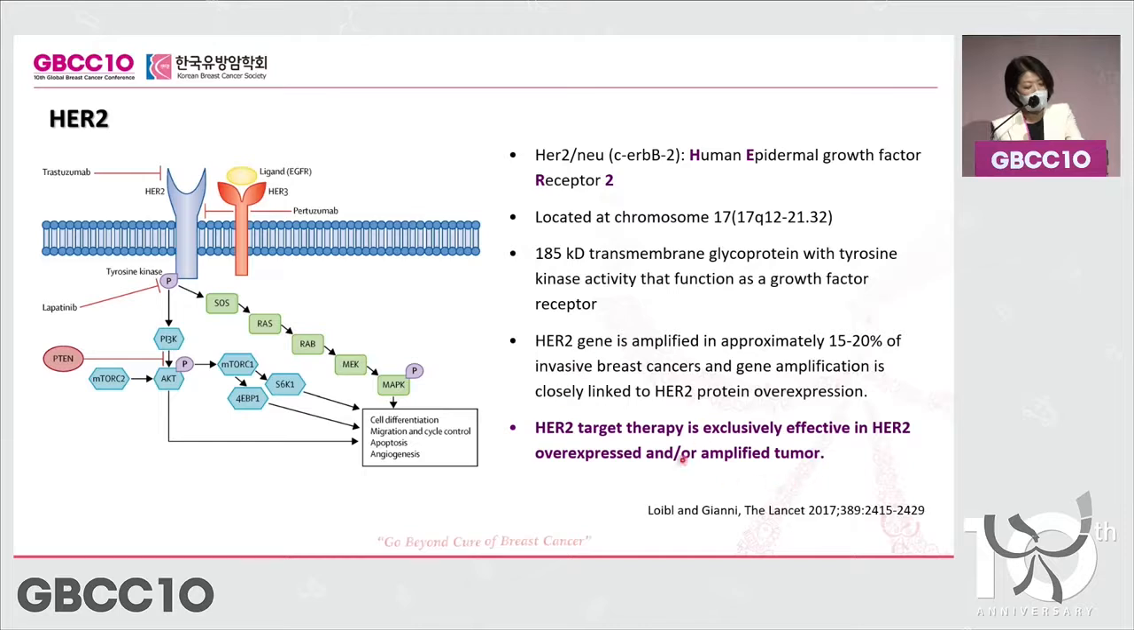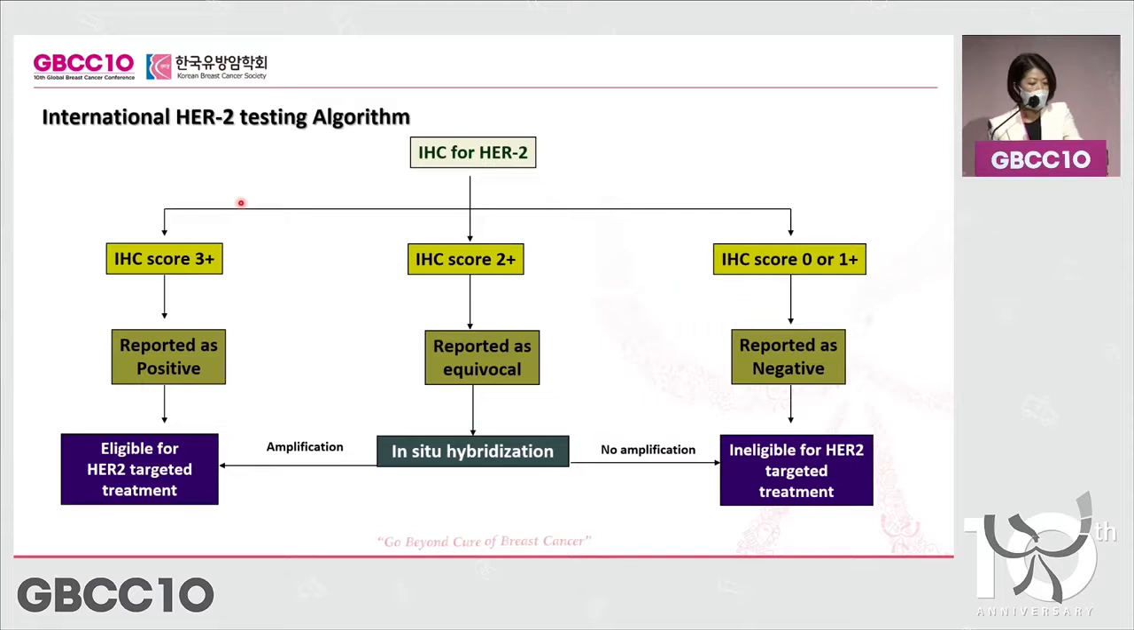For HER2 targeted therapy, this is exclusively effective in HER2 overexpressed or amplified tumors only. So that's very targeted. For HER2 testing, as mentioned earlier in the case of ER, it's very similar. From 0 to 3 positive, we have different grades. If it's 2 positive, then we do in situ hybridization in order to clarify the confirmation further.